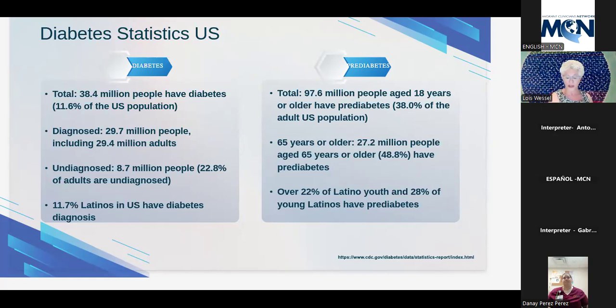And then within the Spanish-speaking population in the United States, it's a little over 11% of people who have a diagnosis of diabetes. And if we take that large group of people and then we combine it with the people who are pre-diabetic, and in fact, sometimes I think everybody is pre-diabetic until proven otherwise, we know that there is close to 40% of the adult population who's pre-diabetic.